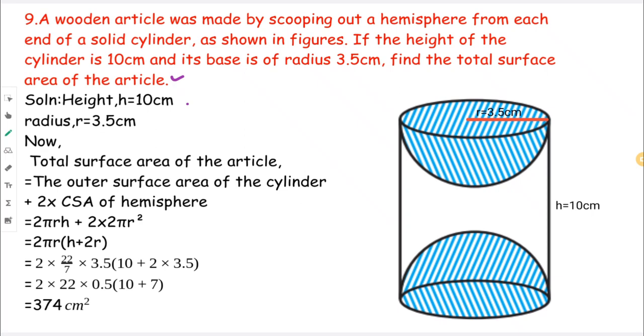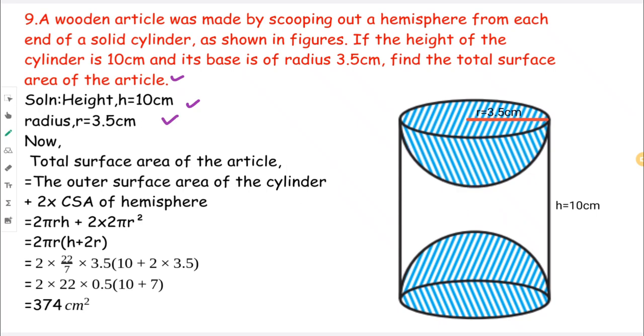Okay, so height given, radius given, nothing to do. Total surface area of the article, like I said, the outer surface area of the cylinder, right? Outer surface area plus, you can see that inside here the shape of two hemispheres is already there, right? The cavity, okay, it's in the shape of a hemisphere, one at the top, one at the bottom. That is why 2 times, right, curved surface area of the hemisphere. So now we just have to put the values straight away, okay?